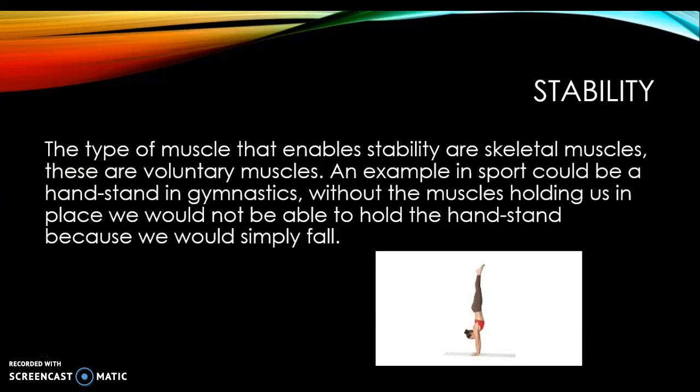The type of muscle that enables stability are skeletal muscles, and these are voluntary muscles. An example in sport could be a handstand in gymnastics. Without the muscles holding us in place, we would not be able to hold the handstand because we would simply fall because there is no stable base.